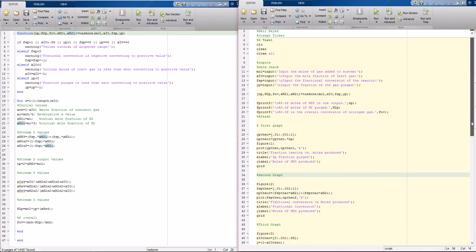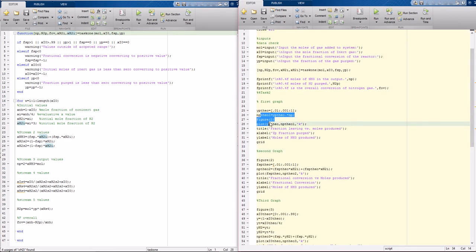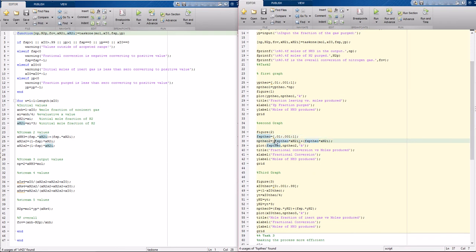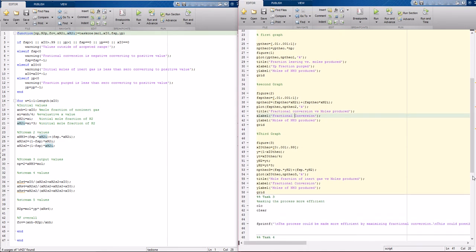This is where we're going to start graphing. This is going to graph the first graph, which is the theoretical moles produced when you have a certain amount purged. Then there's a theoretical amount of moles produced of ammonia when you have a theoretical fractional conversion. The third graph is going to show how much inert gas there is and how many moles of ammonia you're going to get from that.